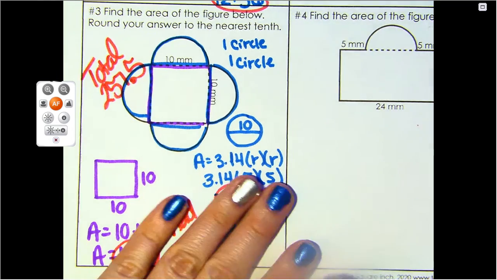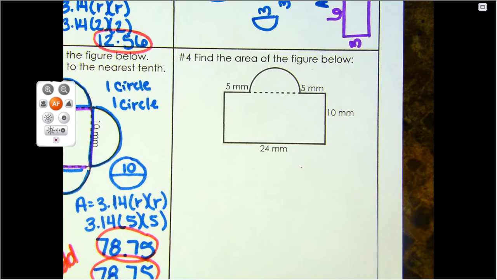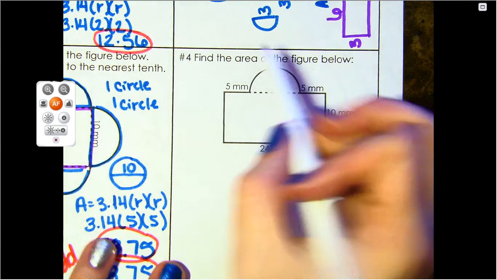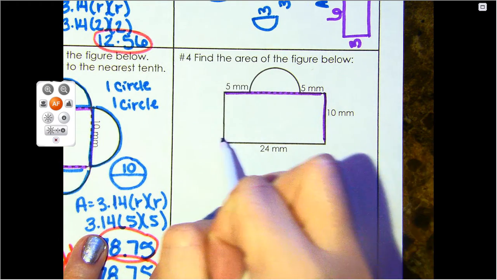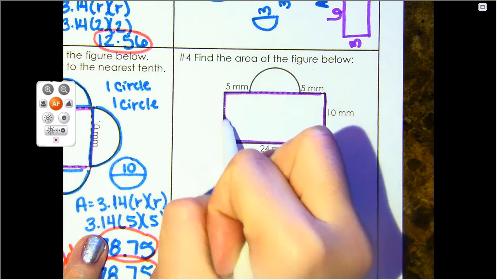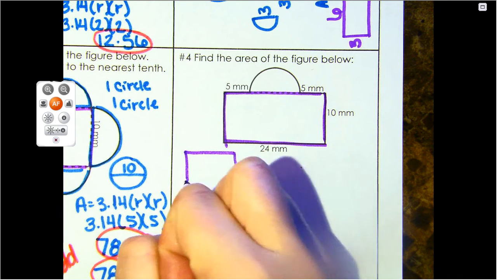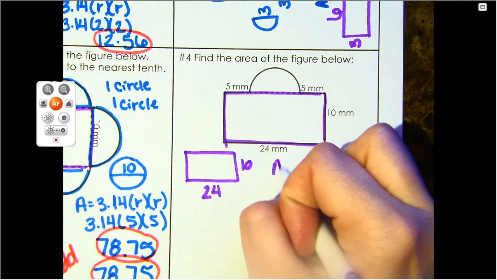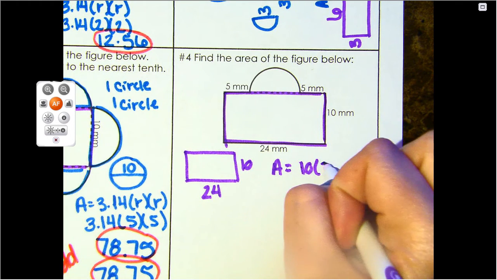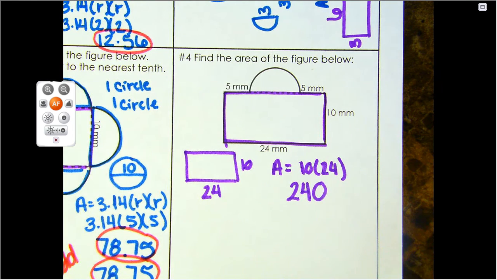Okay, on number 4, I noticed that we have a rectangle again, and then also a semicircle. So my rectangle has the height of 10 and the length of 24. So I'm going to do 10 times 24, which gives you 240.